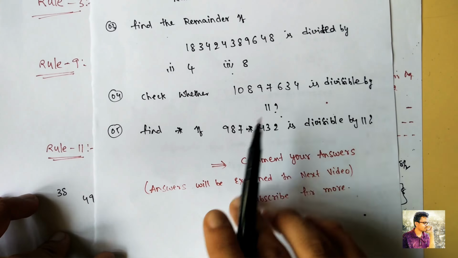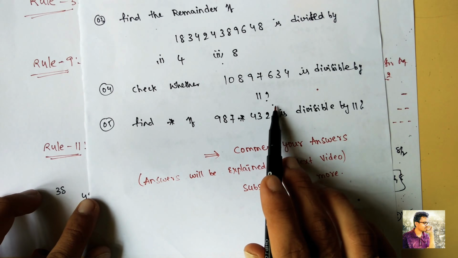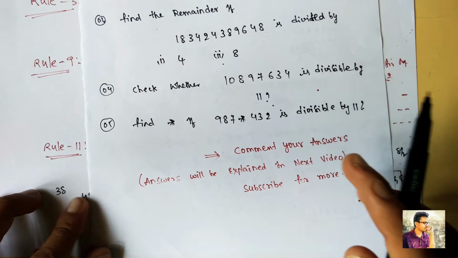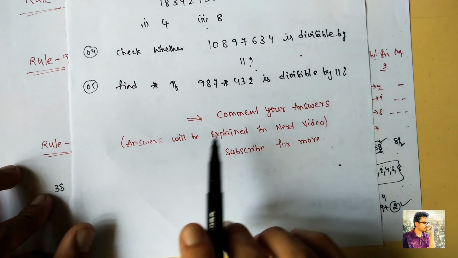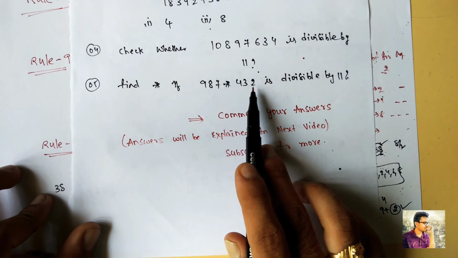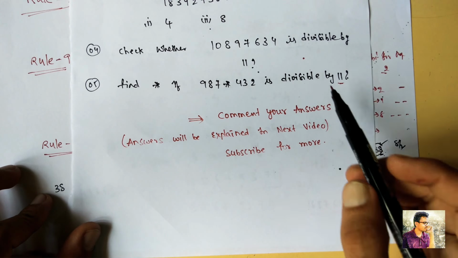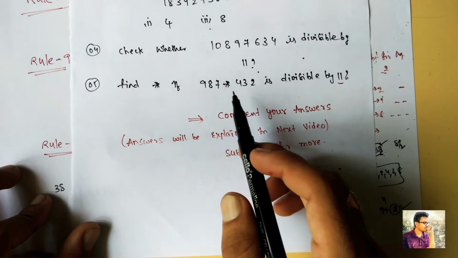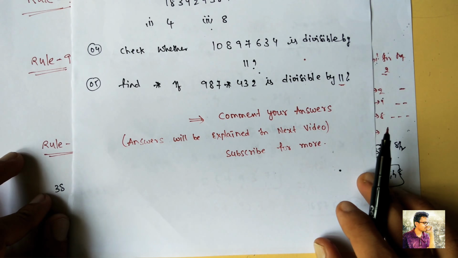And my fourth question is, check whether the number is divisible by 11 or not, and the number is 10897634. And here is my last question: find the value of star if 987 star 432 is divisible by 11. I gave the condition that it is divisible by 11, then find the values of star that satisfy this condition.